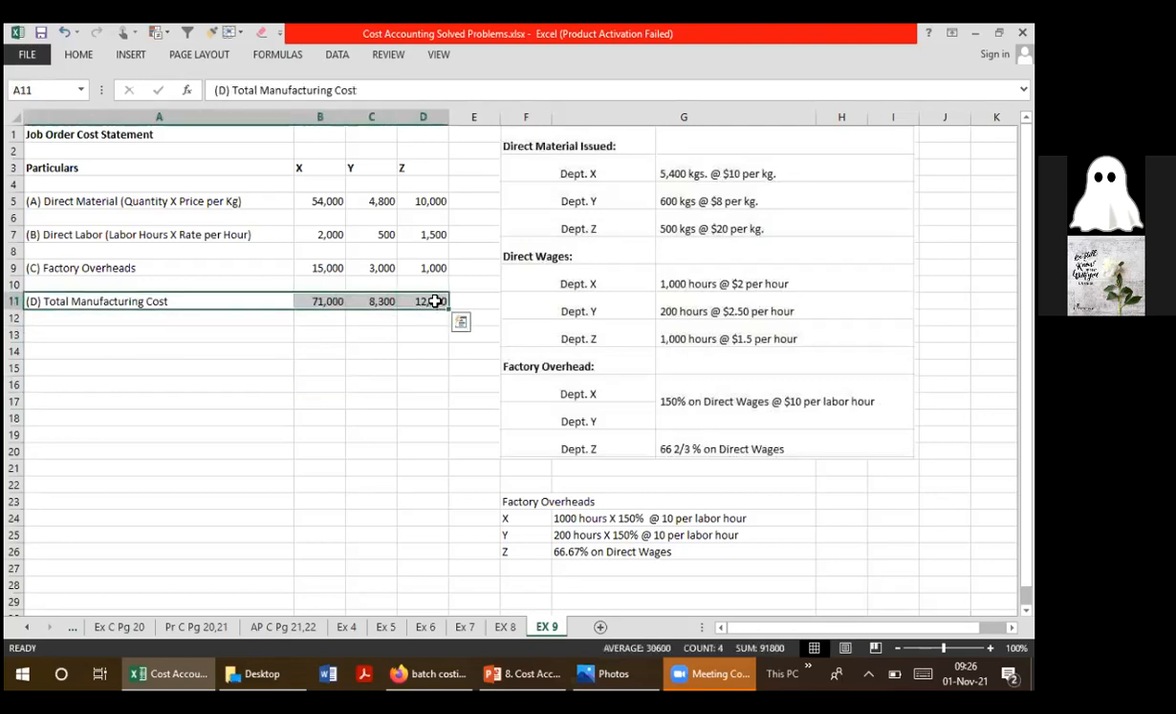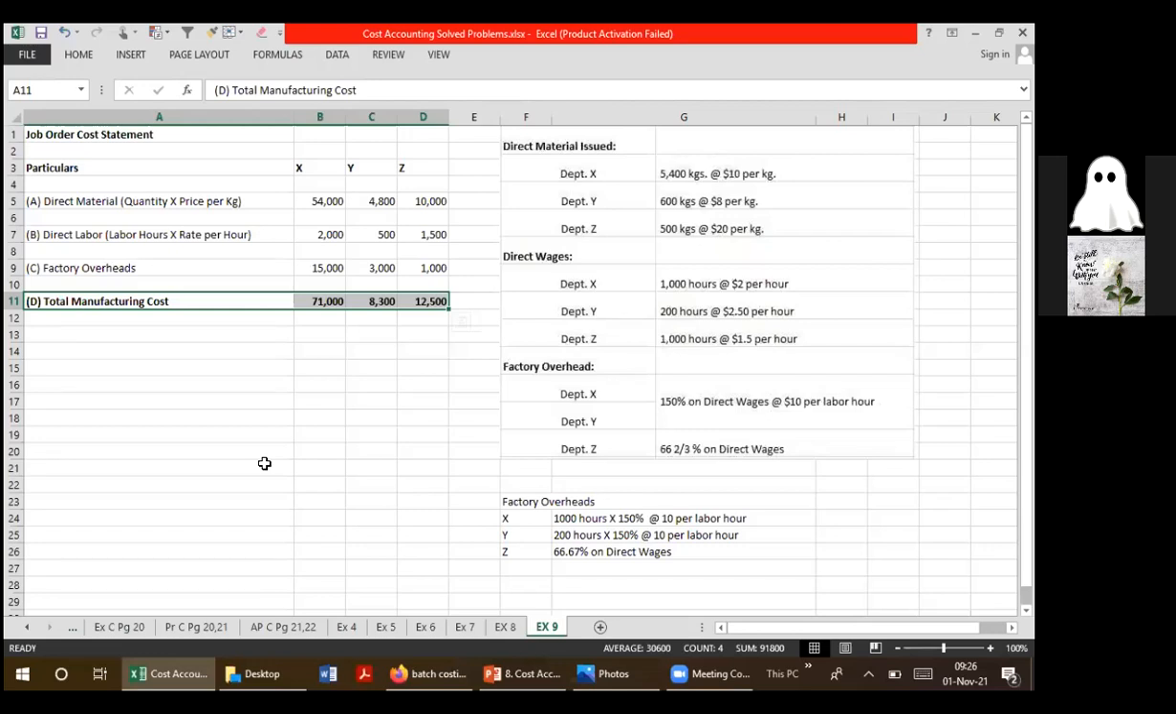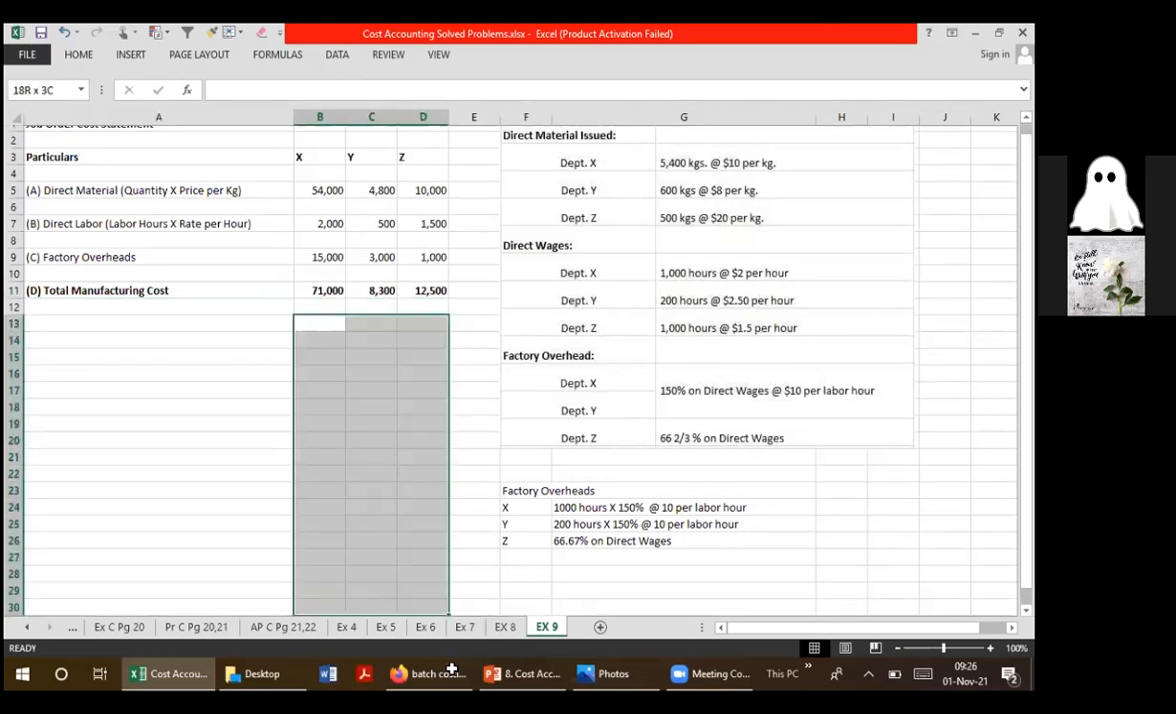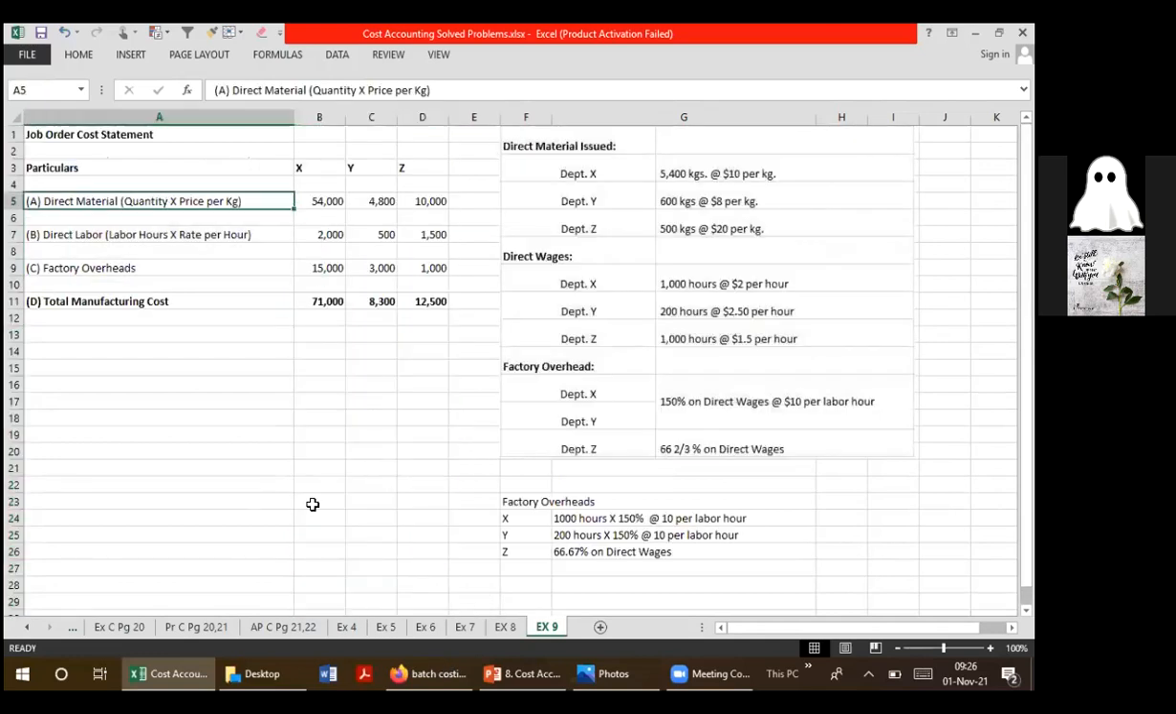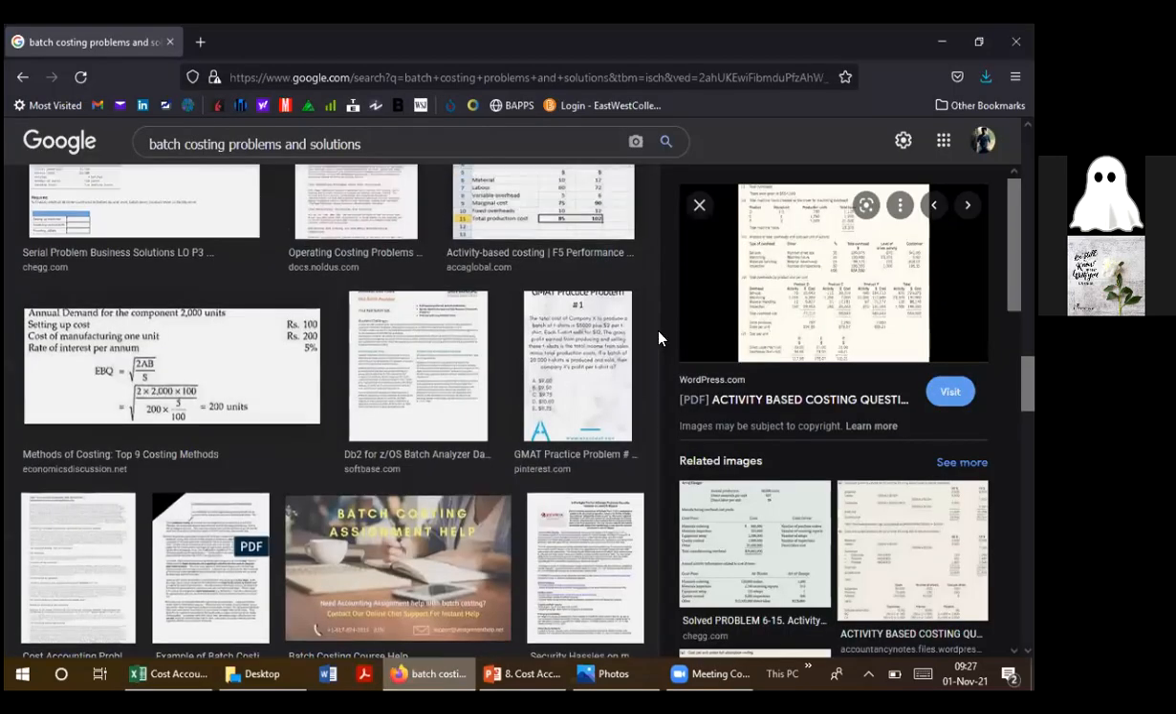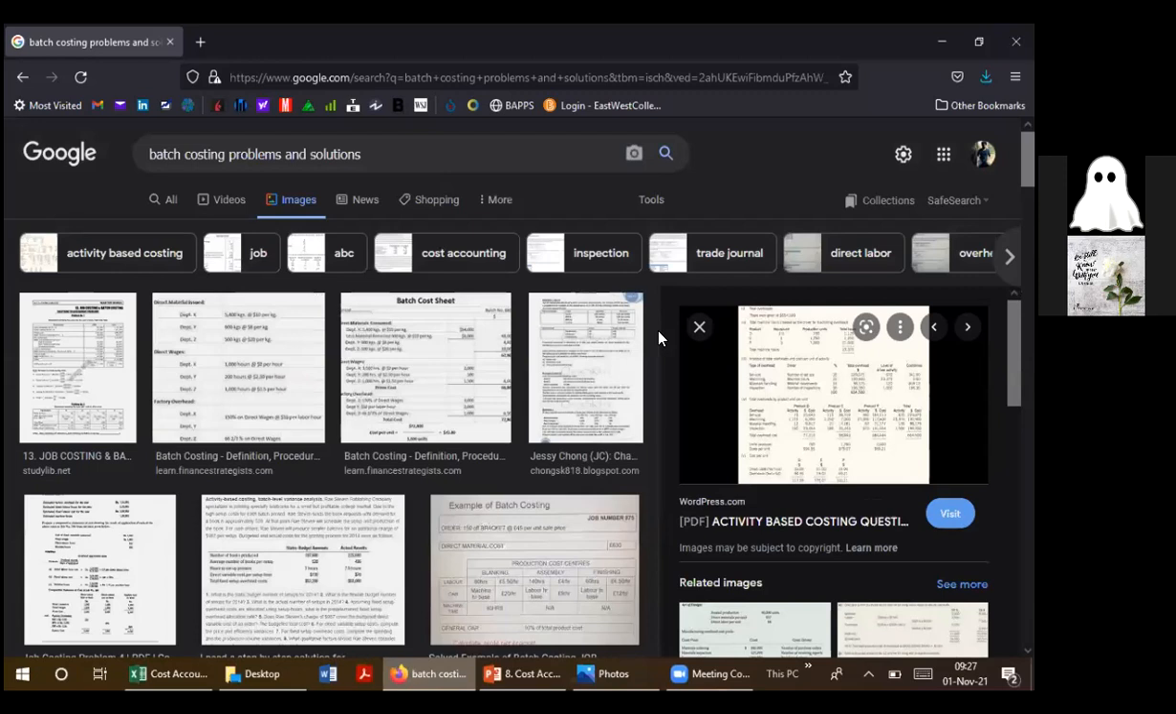Now, if you look in the book or at problems outside, they are way more complicated. We are not going to go for that level of complication at this level of the course. I have downloaded some here and I can see that. But this kind of job statement should be okay, just solving for direct labor and manufacturing cost.